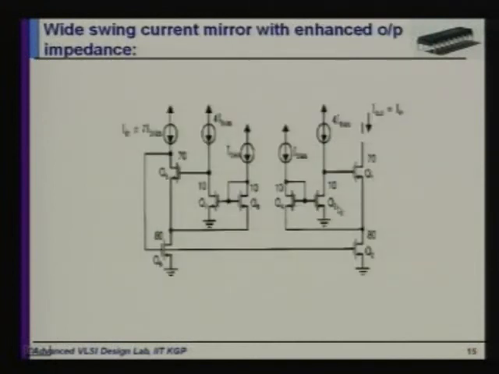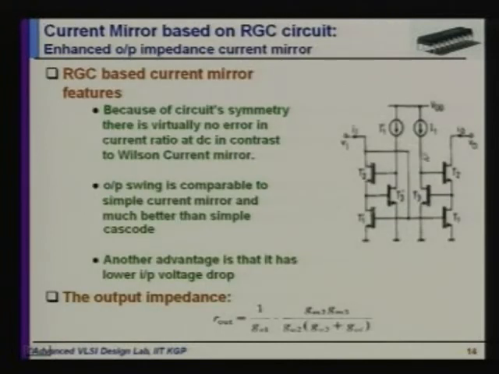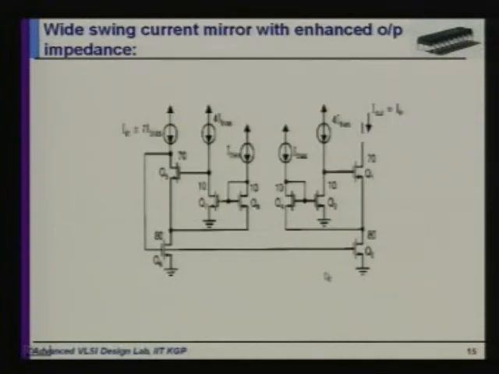Now this is the wide swing current mirror with enhanced output impedance. In this circuit we have a very high output impedance, much greater than the cascode current sources, but there is a limitation: the output voltage is still 2 VOV. But we can use this circuit to get a lower output voltage.